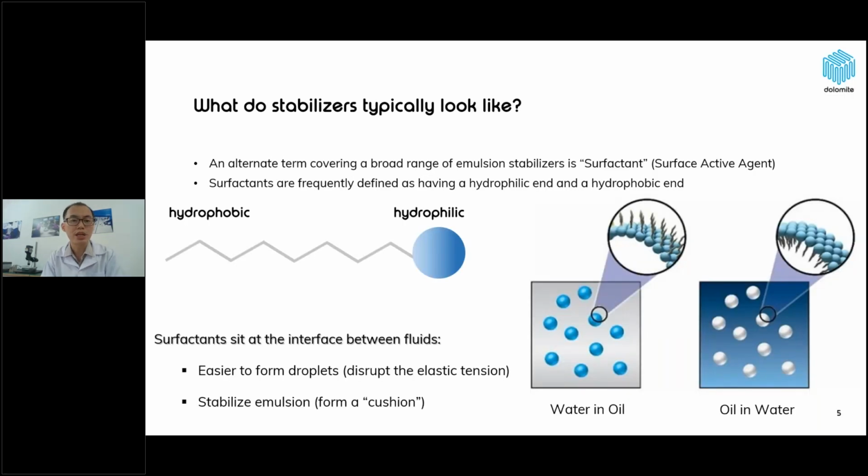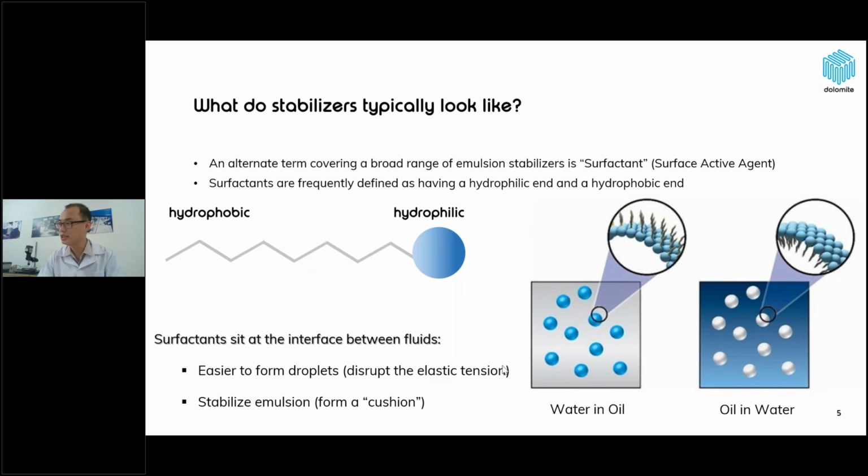So what do stabilizers typically look like? Actually, emulsion stabilizers are also called surfactants, which means surface active agents. Surfactants are frequently defined as having a hydrophilic end, as you can see here, and a hydrophobic end, which is usually a hydrocarbon chain. The surfactant sits at the interface between the fluids to make it easier to form droplets and stabilize the emulsion.